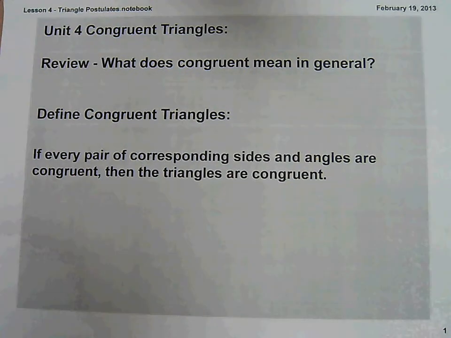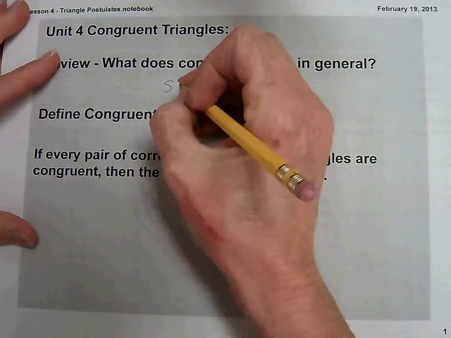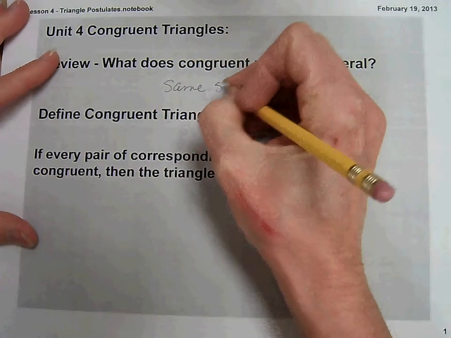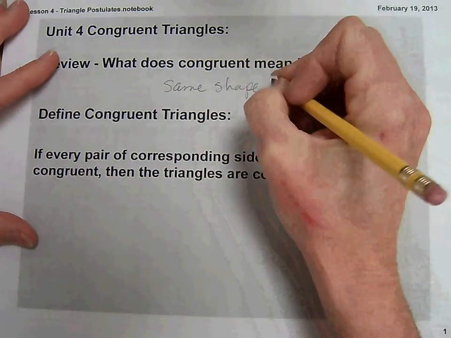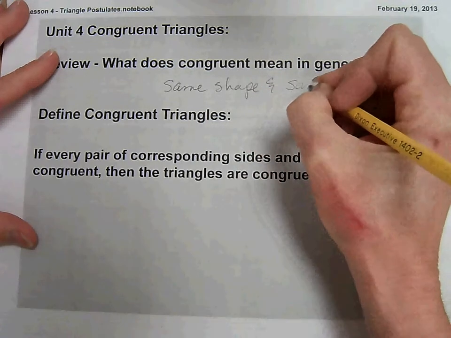Okay, today we're going to talk about congruent triangles. This is Unit 4, Lesson 4. All right, so in general, what does congruent mean? It means same shape and same size.